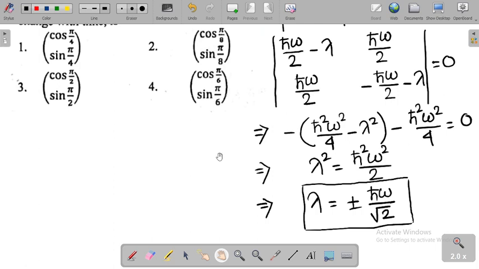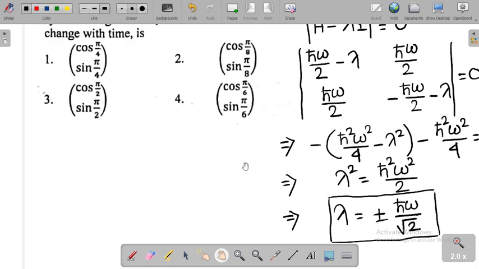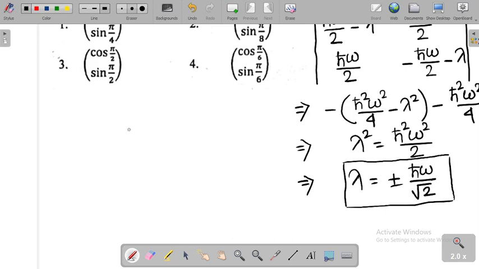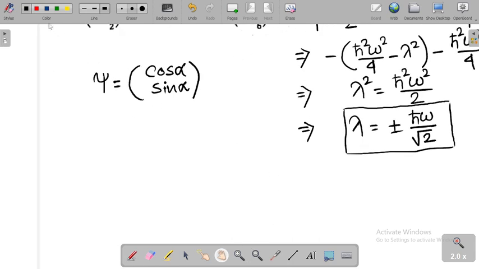Now let us find the eigenvectors, that is, the state. Let us suppose the state is given by cosine alpha and sine alpha. So this is my state, let the state be psi equal to this. The corresponding time independent Schrödinger equation reads H psi is equal to lambda psi, right?